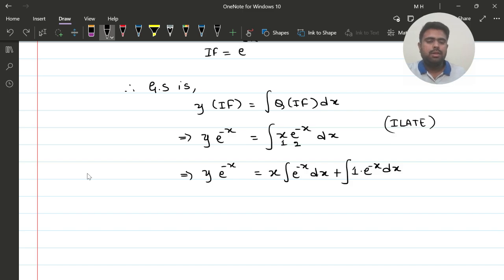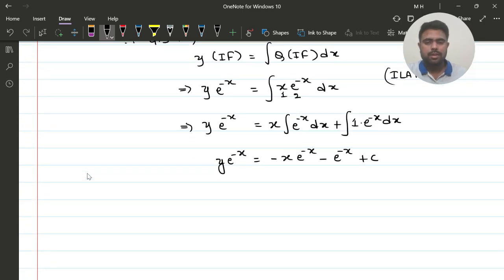the first function into, so what is the integration of e raised to minus x? Minus e raised to minus x. So minus x e raised to minus x plus, what is the integration of e raised to minus x again? It is again minus e raised to minus x plus c. So this is nothing but our y e raised to minus x. So this is our general solution, right? This implies, I will divide every term by e raised to minus x.